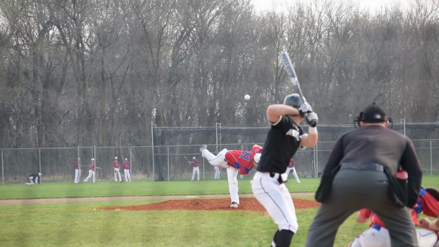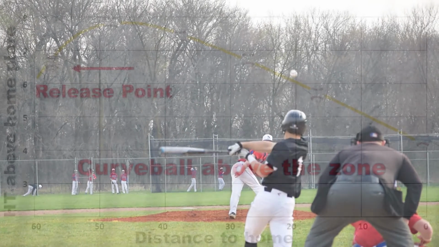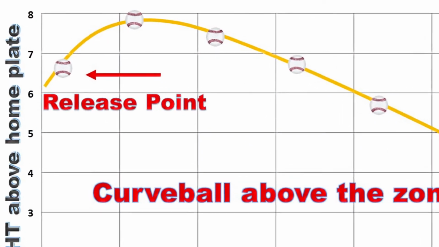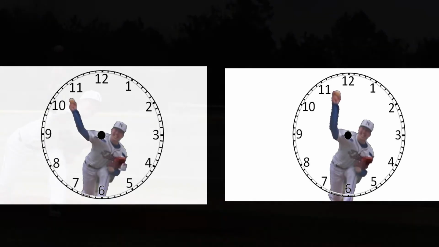The mistake that we make as pitchers is that we're trying to make the adjustment based on the trajectory instead of the release point. So here's the million-dollar question: where do I release the baseball to throw the curveball for a strike?